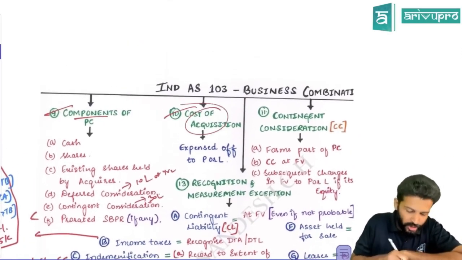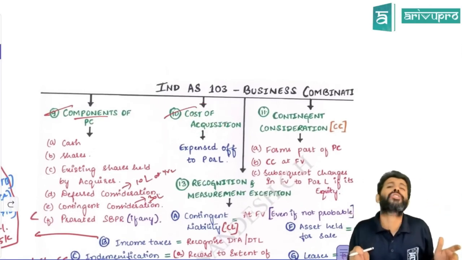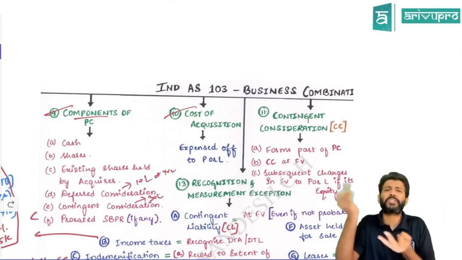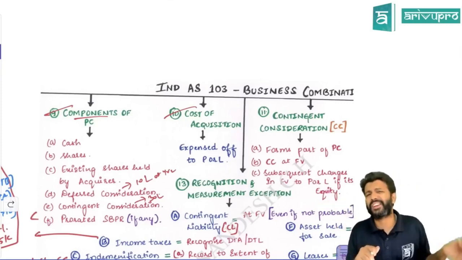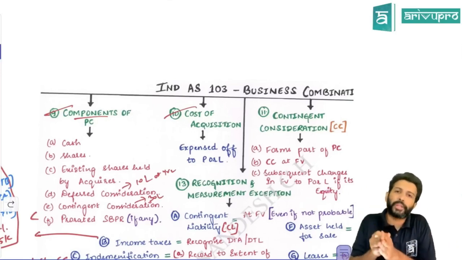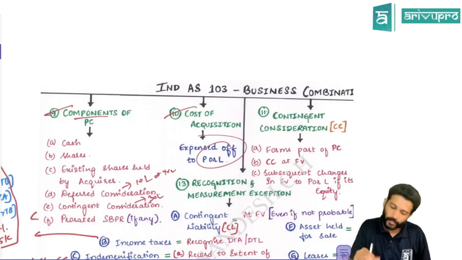Then cost of acquisition. I already told you, sir. In case of business combination, if you are incurring any cost of acquisition like due diligence, auditors fees, some legal consultants, investment bankers fees, some legal charges, etc., all that we are calling cost of acquisition. In case of business combination, all this cost of acquisition will be transferred off to P&L account. They'll be expensed off. Right.